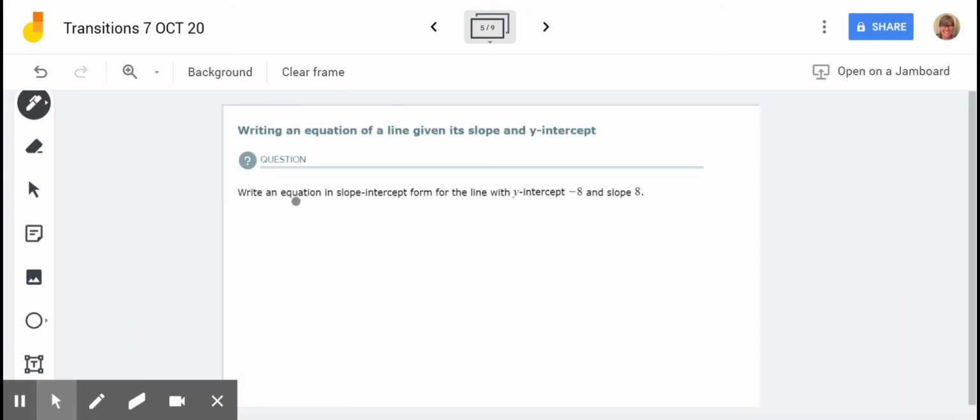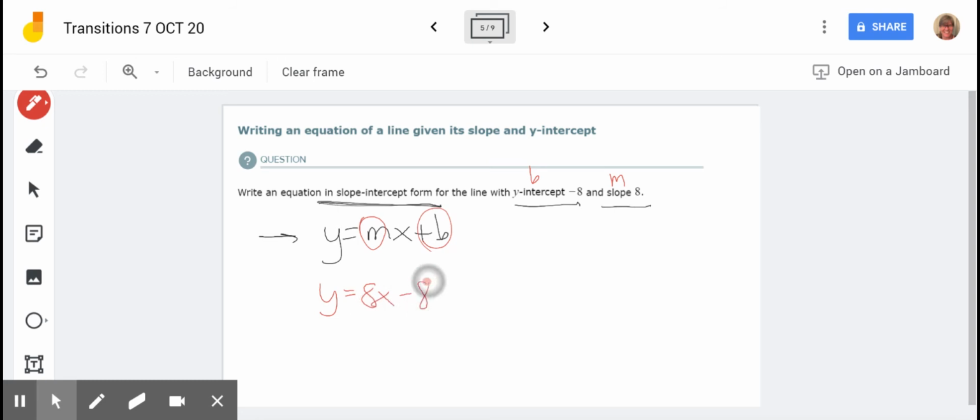Write an equation in slope-intercept form for the line with the y-intercept negative 8 and slope of 8. Literally, all they're asking you to do is do this. Know that this is slope-intercept form. You write it. You're like, oh, okay, slope-intercept form. All I need is the m and the b. And guess what? Here's the m, there's the b. Y equals 8x minus 8. This is another 2-minute topic.